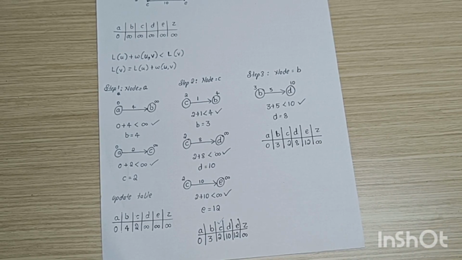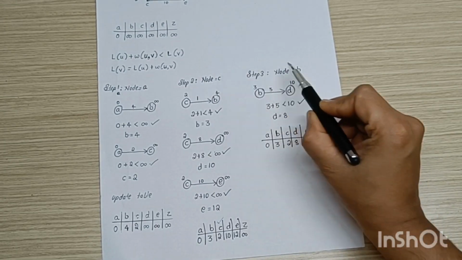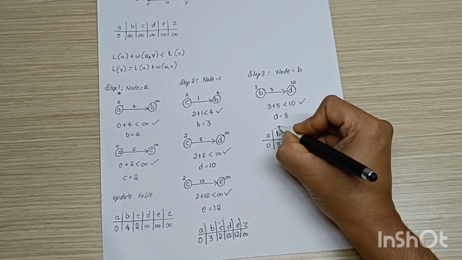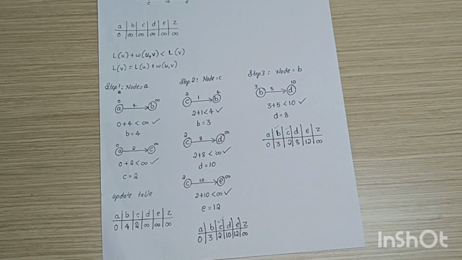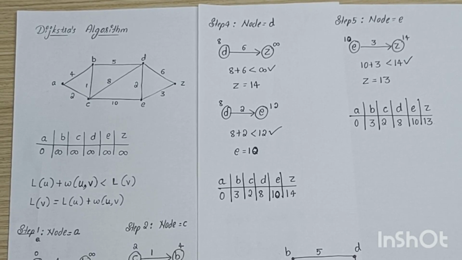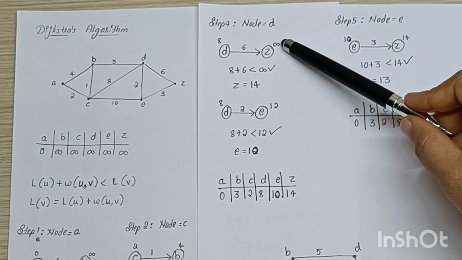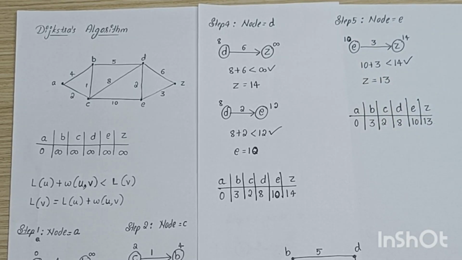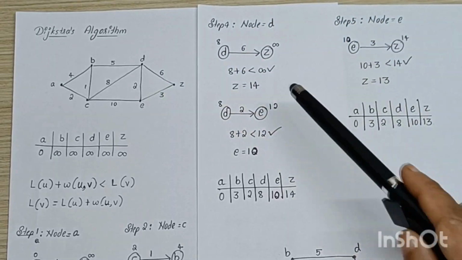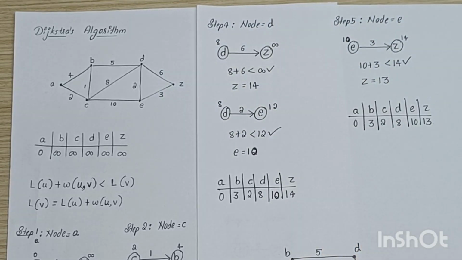So now again here you can see C and B nodes have already been selected. So which is the next least value? That is D with 8. In step 4 you are going to consider now the node D. Yes, so now you can see in the graph there are two edges from D, that is from D to Z and D to E. So consider first D to Z.